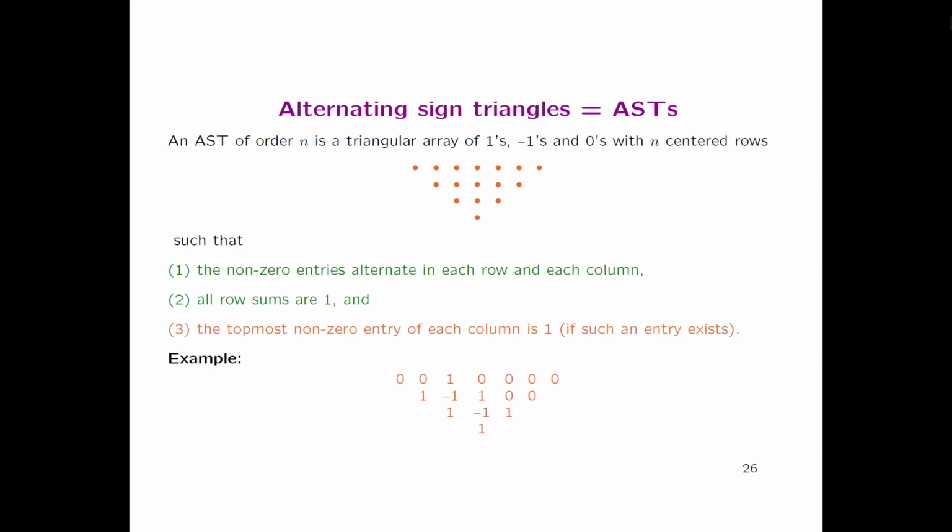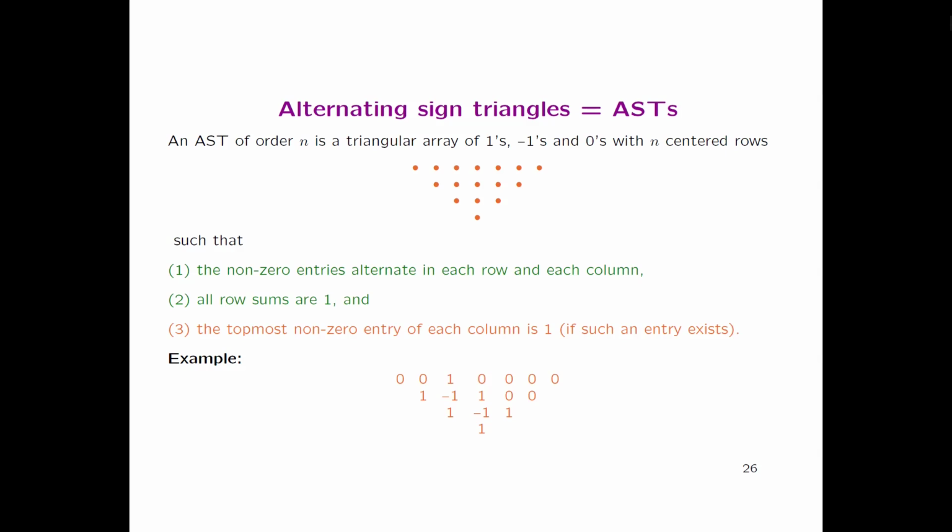And what are the conditions? The conditions are quite similar. Again, the 1s and -1s alternate in each row and each column. And again, the row sums are 1. The only difference is with the columns. The columns do not need to sum to 1, but what we require is that the top entry of each column is actually a 1, if it exists. It doesn't have to exist.